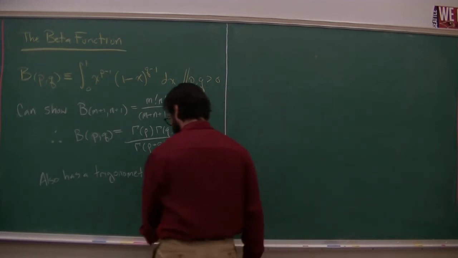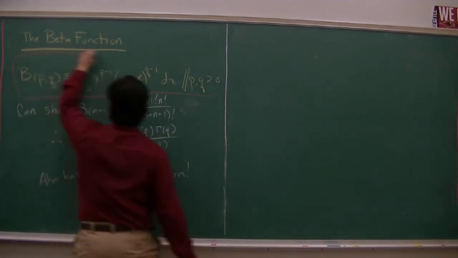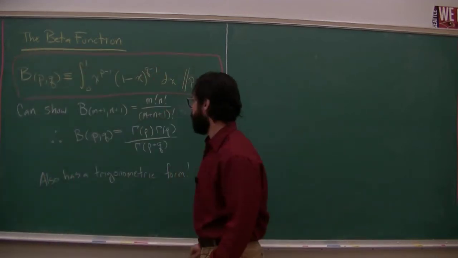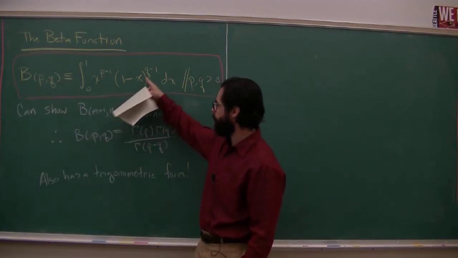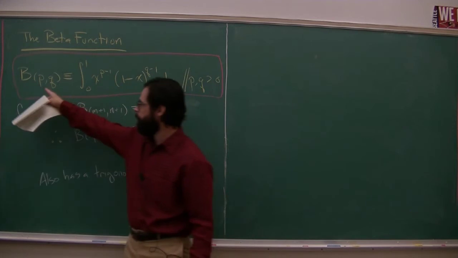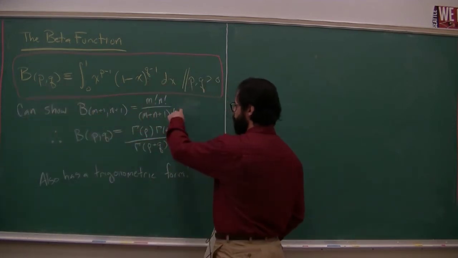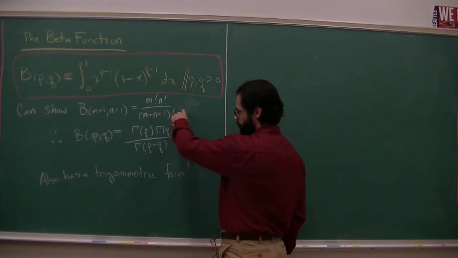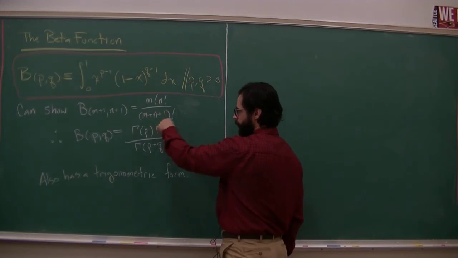So this is the definition. We're going to define the beta function through this polynomial-esque integral. So the integral from 0 to 1 of x to the p minus 1, 1 minus x to the q minus 1, is the beta function B(p, q). And it turns out, this is what we'll show, that it's given by this form, which obviously relates it to the gamma function, because of these factorials.